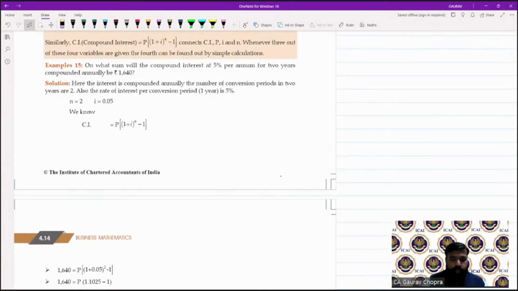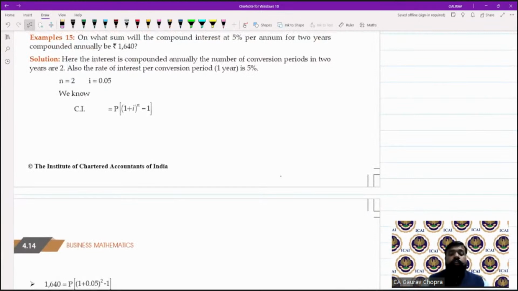Now let's move towards 15th one. Now this time, on what sum will compound interest at 5% per annum for 2 years compounded annually be rupees 1640? Now this time you have to see that what is given in the question. Question is saying on what sum, that means principal we have to calculate, will the compound interest for 2 years be 1640? So 1640 denotes compound interest.